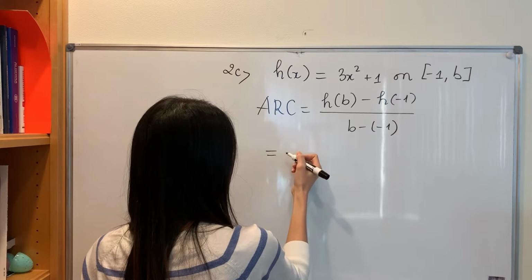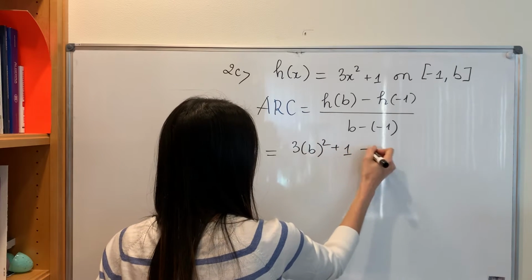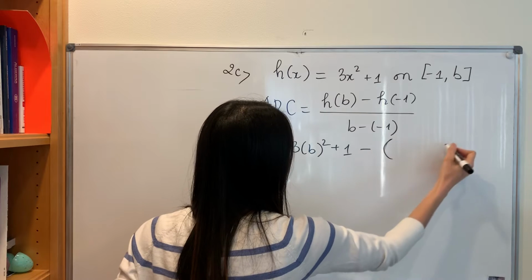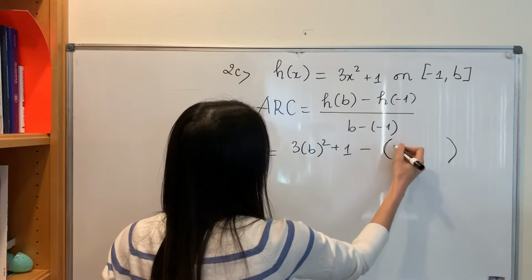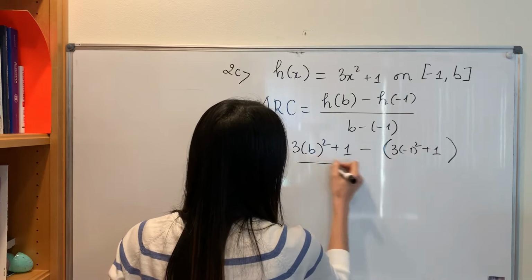H of b is equal to 3 times b squared plus 1, subtract h of -1. I will put the whole thing I have in parentheses: -1, so I have 3 times (-1) squared plus 1, over b plus 1.